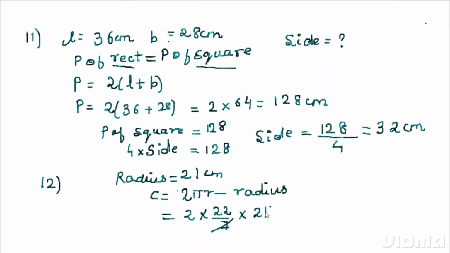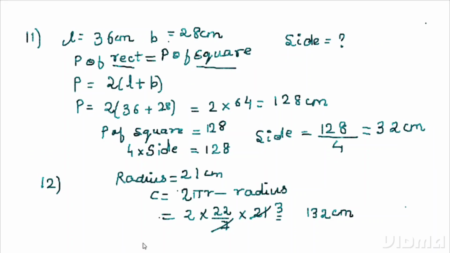So can I cancel this? Yes. So when I do this, that is 2 multiplied by 22 multiplied by 3. So I get this as 132 centimeter. So this is the circumference of the circle. So this is the 12th question. Now let's move on to the 13th question.